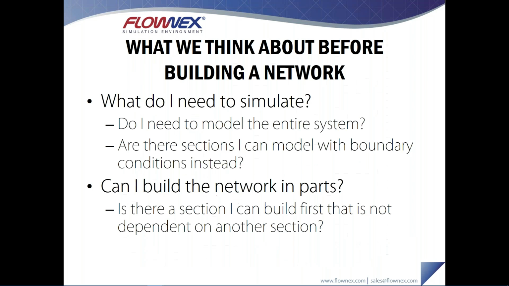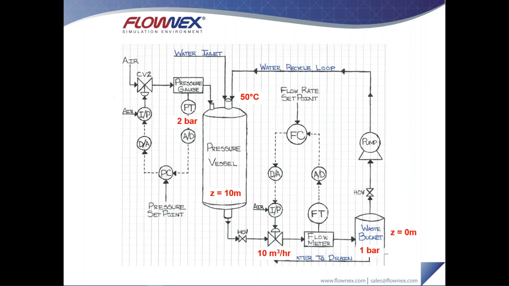We don't really need to model the system in its full detail to analyze the effects of small changes. And then the next thing, which is really important, is can I build the network in parts? Dragging components in on a small system like this would be pretty straightforward. If we made a mistake on the inputs of any of these components, it wouldn't be the end of the world. We have maybe 10 components to go through and check our inputs.